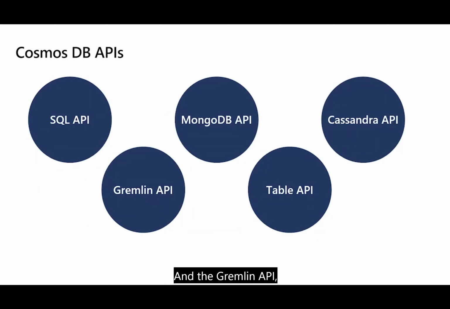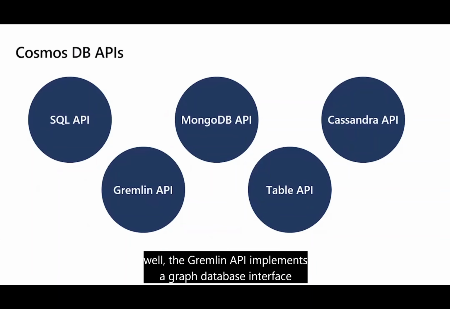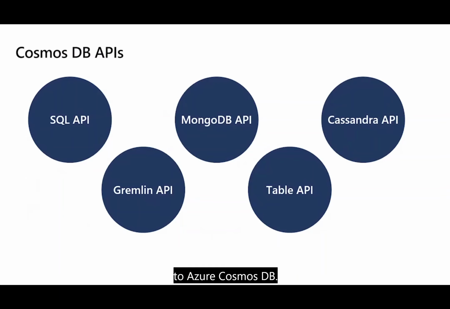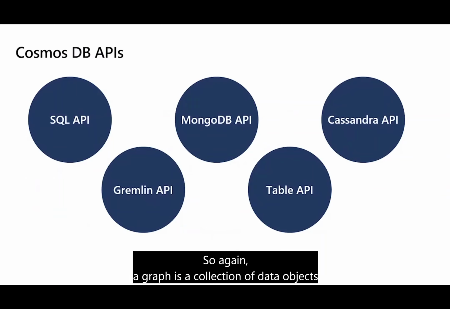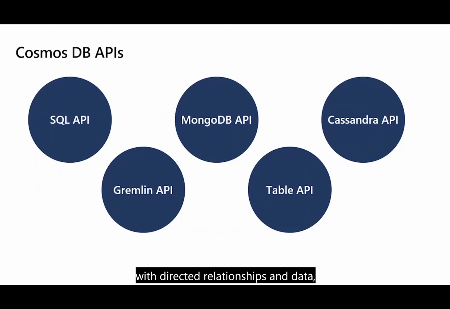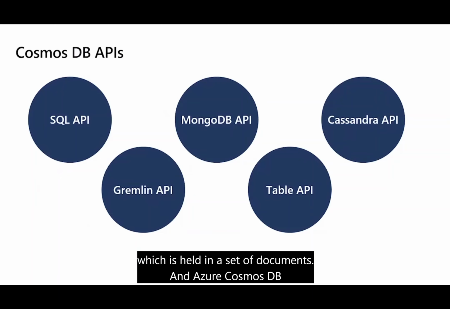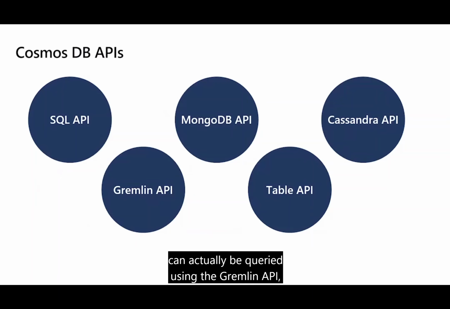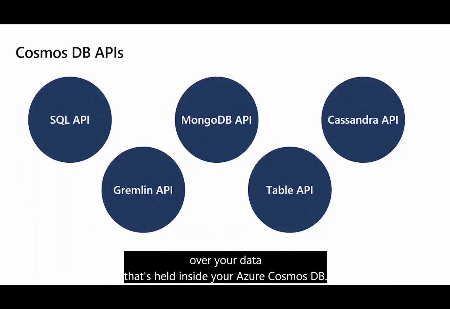And the Gremlin API implements a graph database interface to Azure Cosmos DB. Again, a graph is a collection of data objects with directed relationships, and data which is held in a set of documents in Azure Cosmos DB can actually be queried using the Gremlin API, which allows you to perform those graph-like queries over your data that's held inside your Azure Cosmos DB.